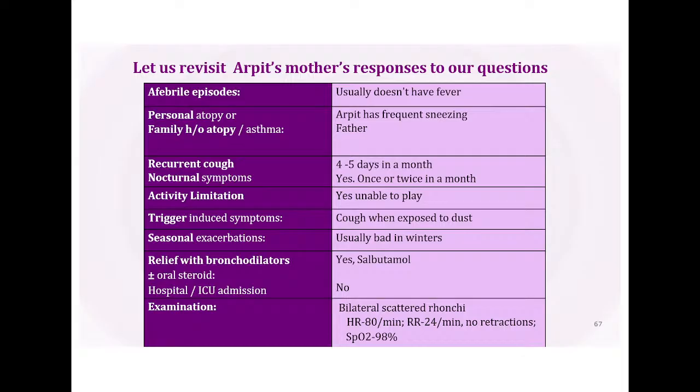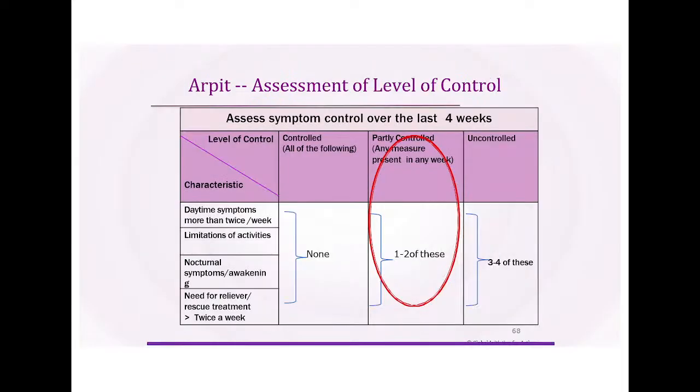And bronchodilators के साथ relief history was also there. On examination, he has bilateral scattered wheeze with no retraction and normal saturation. So for assessment of level of control, the classification is controlled, partly controlled or uncontrolled, and 4 symptoms we have to look for. All these are very simple, like daytime symptoms more than twice per week and need for reliever rescue treatment more than twice per week. Both are almost the similar line.